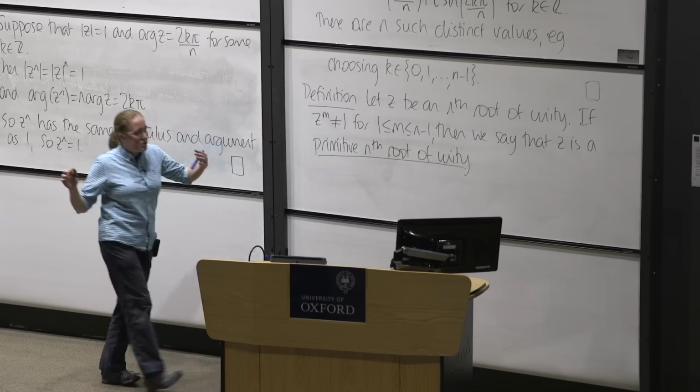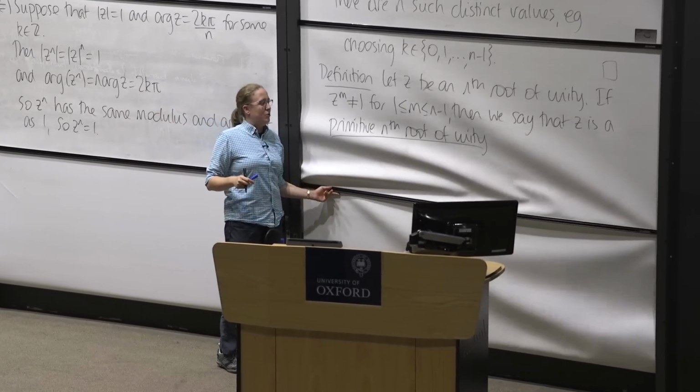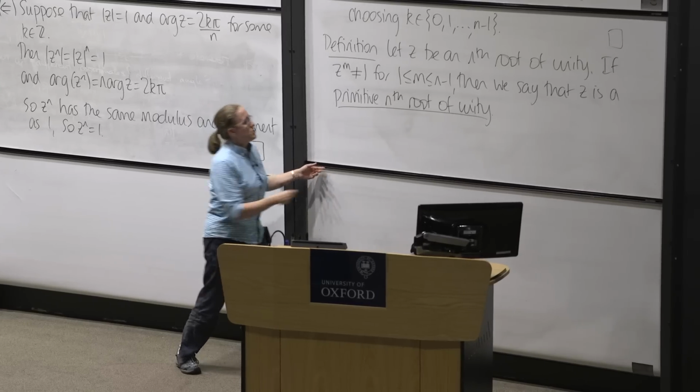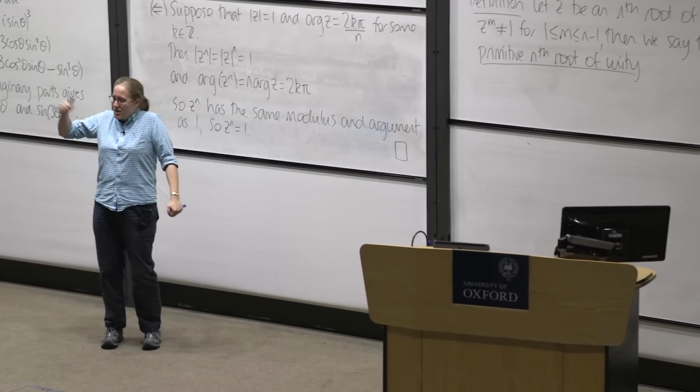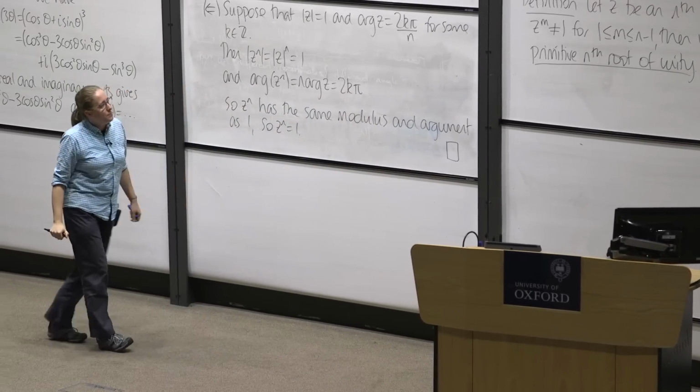And these have connections with things from group theory and other things that you will see this year. So a primitive nth root of unity is like n is the first power of z where you get 1.